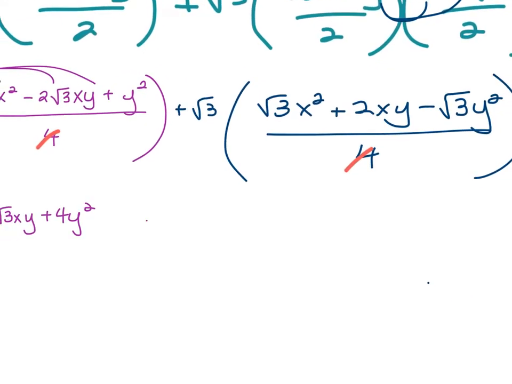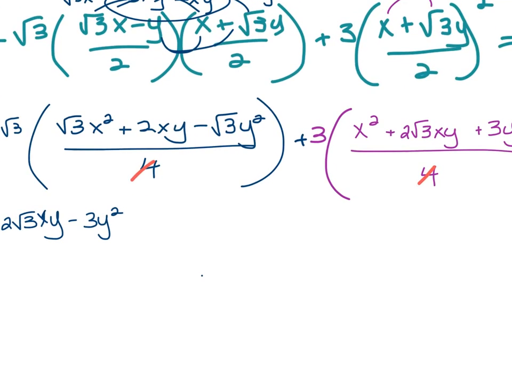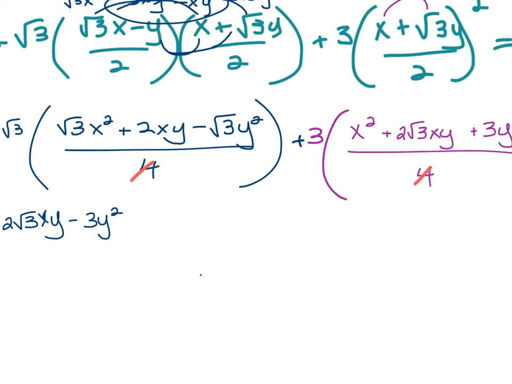And then you go to the next one. Root 3 times root 3 means that's a positive 3x squared plus 2 root 3xy minus 3y squared. And then I go to the last one. Plus 3x squared plus 6 root 3xy plus 9y squared equals 40.